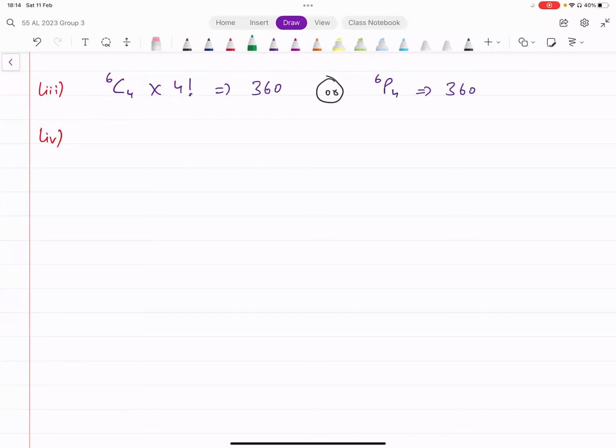But in this case, you have 3 colors that you have to choose. So that would be 6C3. But then you have to arrange these 3 colors in 4 places. Arrange 3 colors in 4 places. Now this can't be done directly. This can't be done directly with permutation.